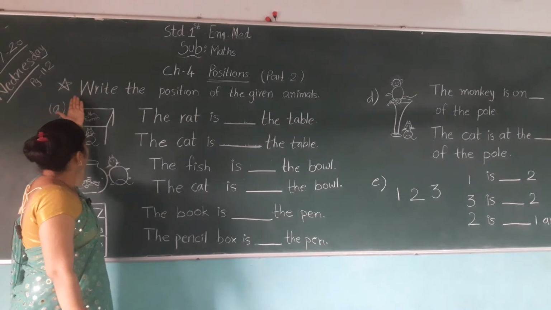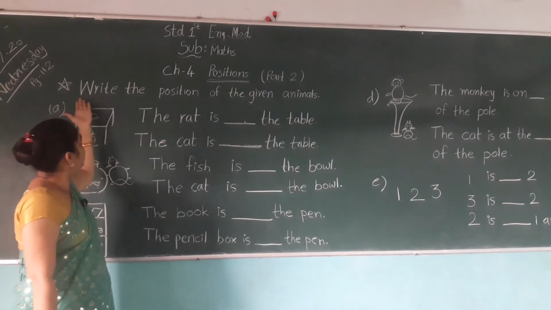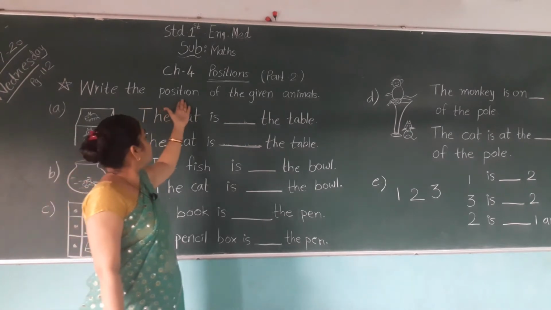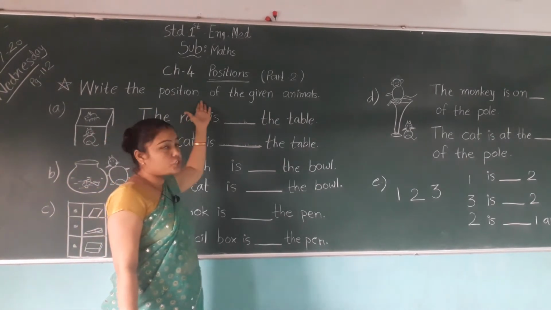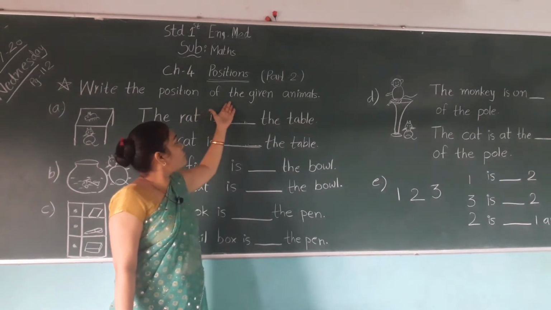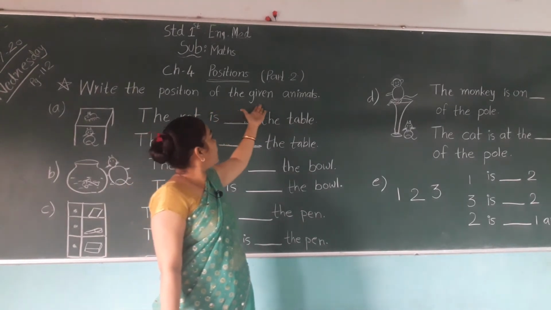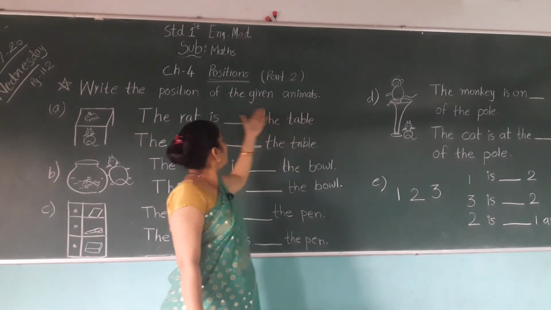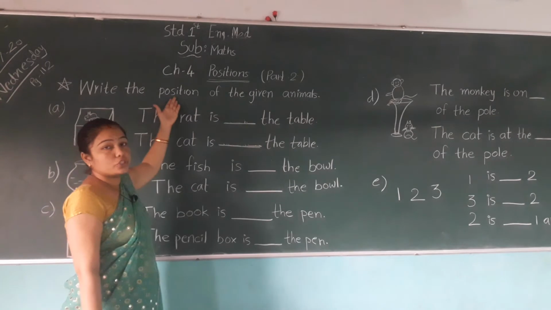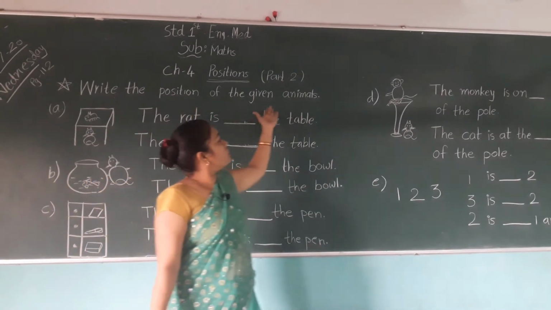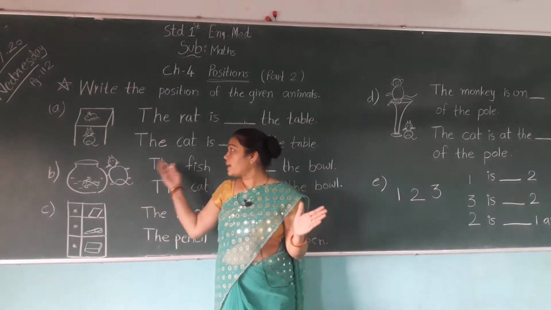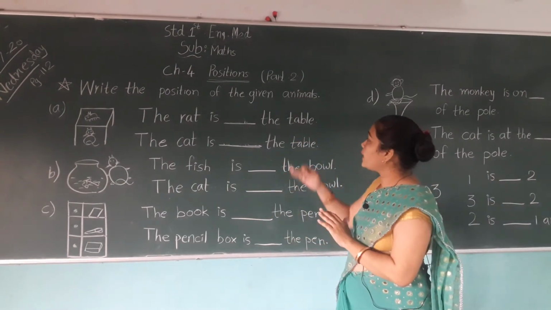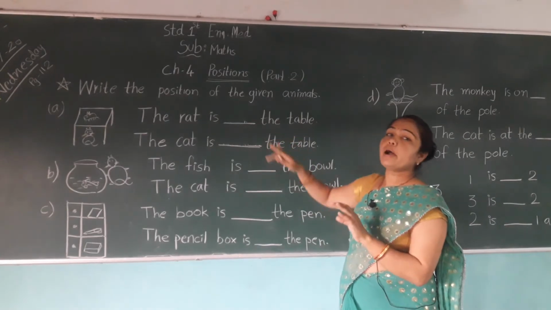Now, read it. W-R-I-T-E, write. T-H-E, the. P-O-S-I-T-I-O-N, position. O-F, of. T-H-E, the. G-I-V-E-N, given. A-N-I-M-A-L-S, animals. Write the position of the given animals. Some animals are given here. We have to find out their position and write their position here in the blanks.